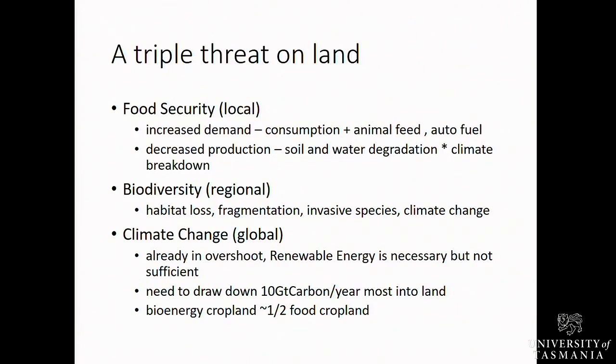So let me just say that we're hitting this really triple threat. Even providing enough food is difficult, and conserving endangered species is getting harder. And just shifting to renewable energy is no longer sufficient, we need to pull carbon out of the atmosphere at high levels.